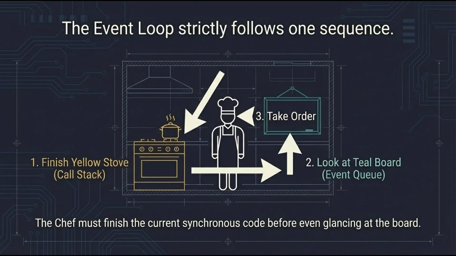The event loop strictly follows one sequence. First, finish whatever is on the stove, meaning all synchronous code in the call stack completes. Second, look at the teal board, the event queue. Third, take an order, pull a callback off the queue and execute it. Then repeat. The chef must finish the current synchronous code before even glancing at the board.